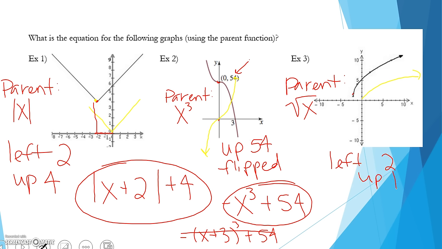It looks like it stretches a little bit, but since we can't really determine, we're just going to ignore that for now. And so if I want to move left 2, it's got to be underneath the radical, and the up would have to be outside the radical. So left, again, is plus. So plus 2 is underneath the radical, and up 1 is plus 1. And that's my equation. And again, if you graphed it.